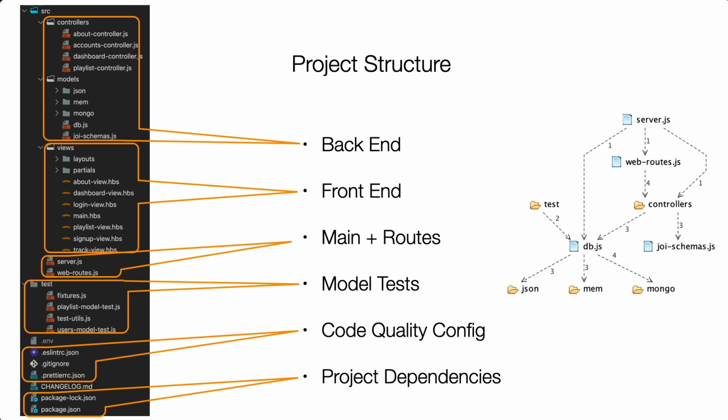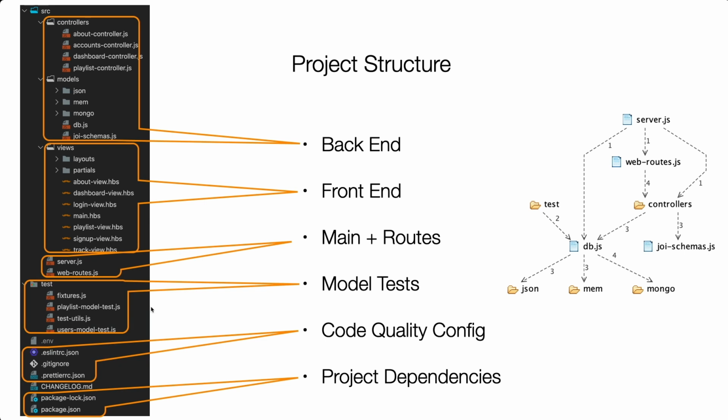Controllers and models we kind of think of as our back end. Our front end is the views. They're still really at the back end, as you know. They're server rendered. Main and routes is in server and webroutes.js. And then we've got our test infrastructure, our code quality infrastructure, and our project dependencies. This code quality is based on ESLint and Prettier. And these have the rules that our IDE and indeed our build system is going to be adhering to, following the Airbnb code style guides.